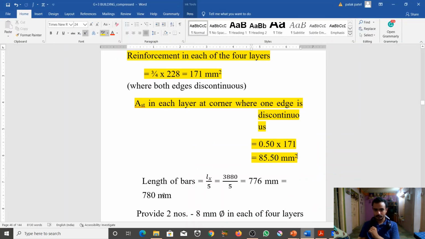So length of bar is Lx by 5. I told you this span is the shorter span by 5. Lx by 5 is 3880 divided by 5. So length of bar is 780 mm.